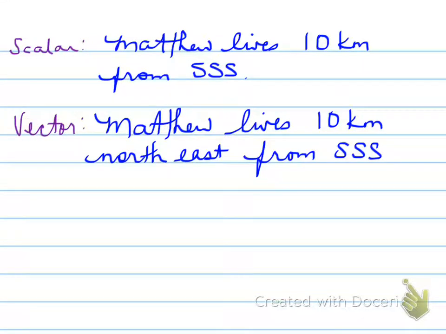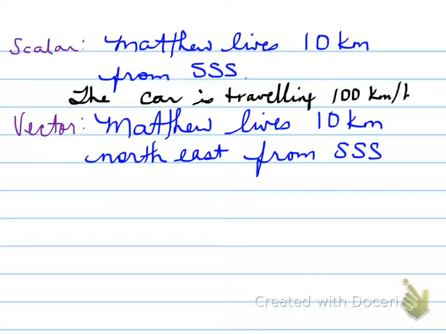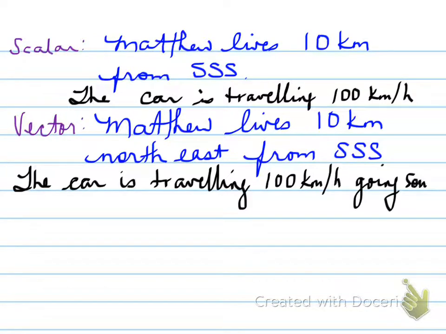Let's look at another example of a scalar. The car is traveling 100 kilometers per hour. So this is giving us an object that's traveling 100 kilometers per hour, which is the speed it's traveling at. Now, let's make this particular scalar into a vector by saying the car is traveling 100 kilometers per hour going south. So again, we have a scalar value, 100 kilometers per hour, that's the speed, and we have a direction going south. And that, folks, makes this statement a vector.